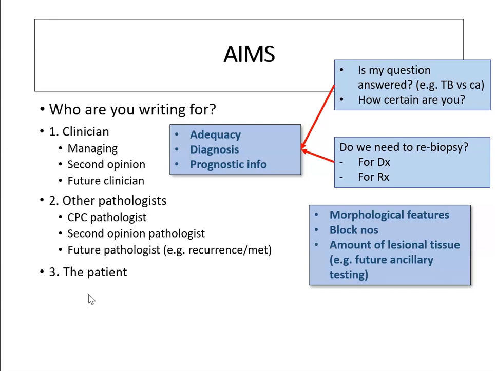And of course, we are also writing for the patient because in some instances, the patients may actually request the biopsy report. And not to forget, we are writing this for ourselves as well, as a reflection or culmination of our training in pathology.